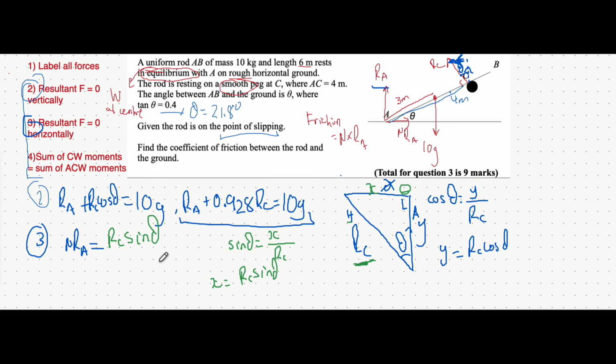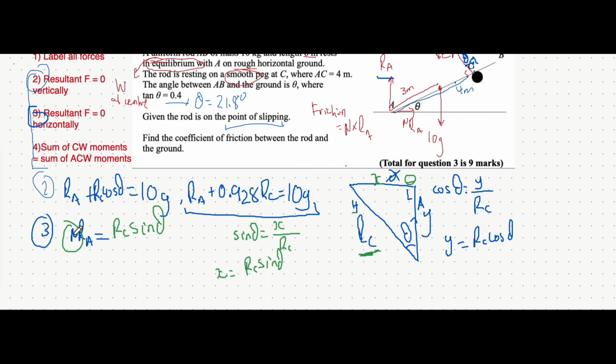We're almost at a stage now where we can find the coefficient of friction. We just need to find a few other things. Well, actually, we can find sine of theta, can't we? Because we know theta is 21.8. So let's do that. Sine of 21.8 is equal to 0.371. So we can say it's 0.371 RC.